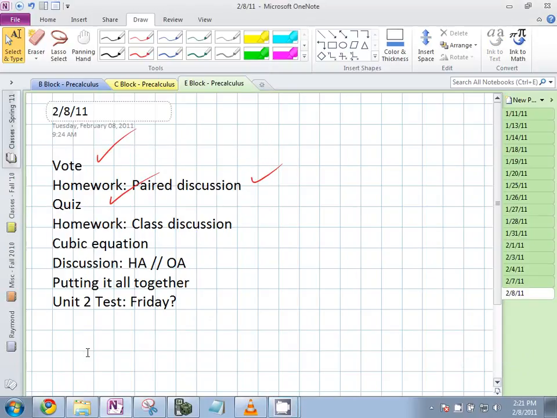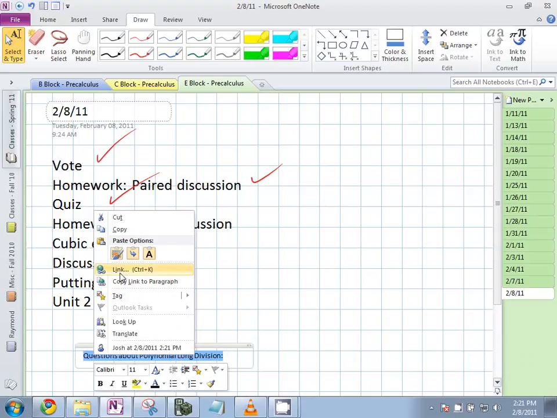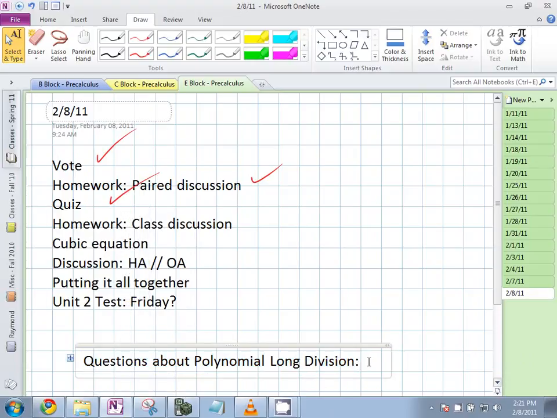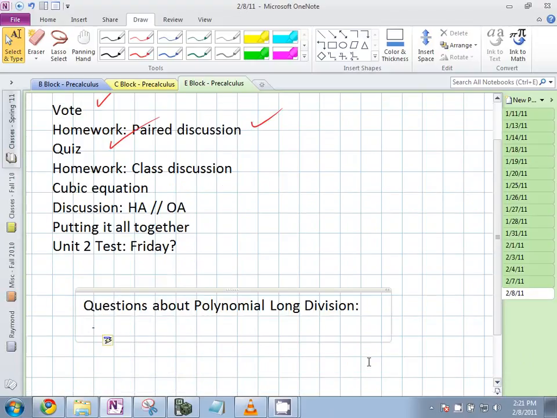We're going to talk about questions about polynomial long division. So raise your hand and let's get these questions out into the open. Polynomial long division, PLD. Nate. What do you do after you divide the leading by the leading? I really didn't understand that process. Okay. Got it.